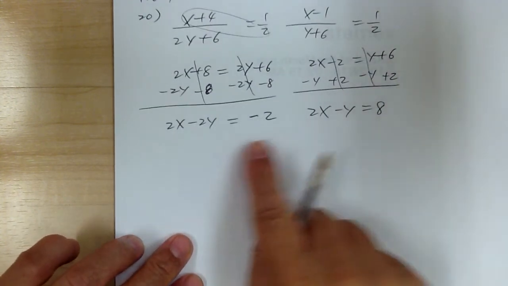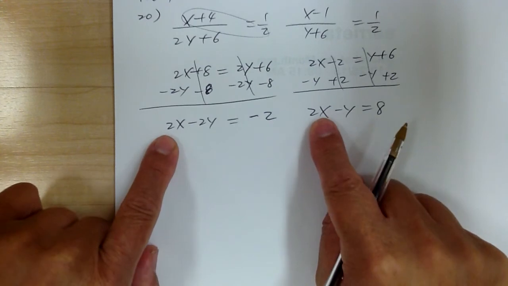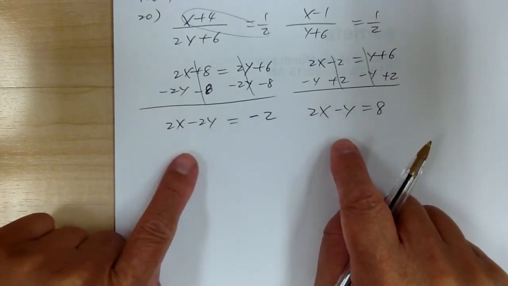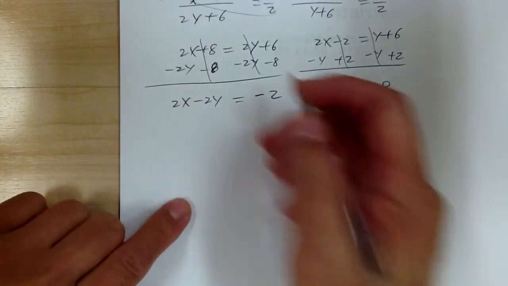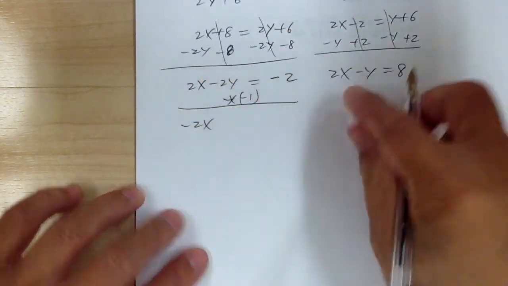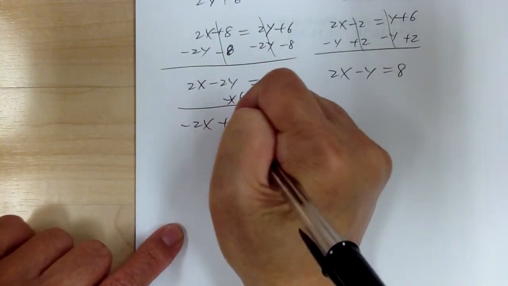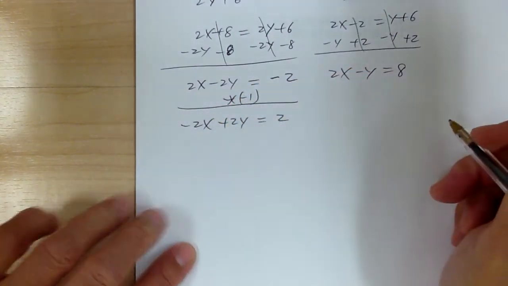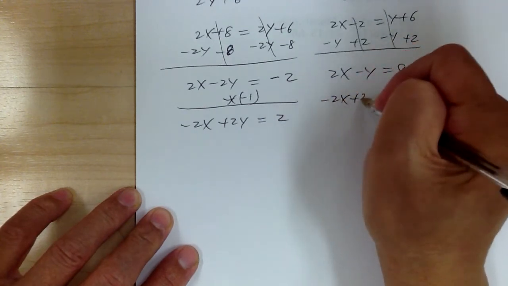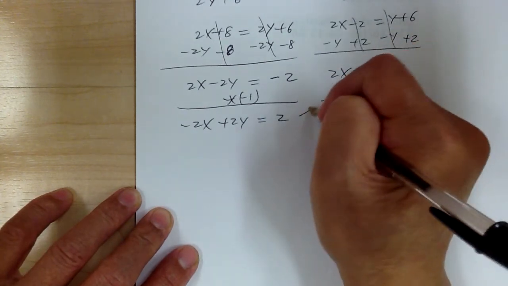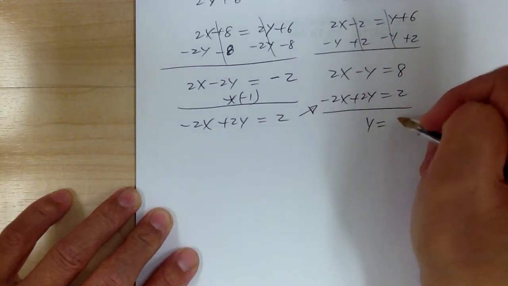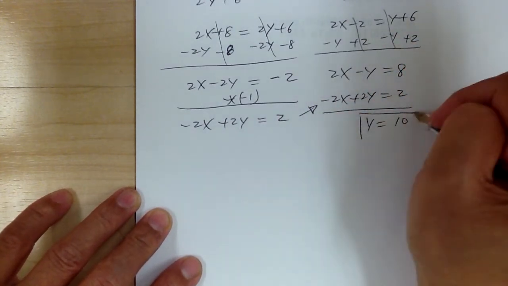And I already have 2x and 2x, so I'm going to make them opposite. So I can multiply this by -1. So I get -2x, so now they're opposite, see that? So plus 2y equal to 2. And I'm going to put this under here, so -2x plus 2y equal to 2. So this cancels out, so I get y equal to 10.